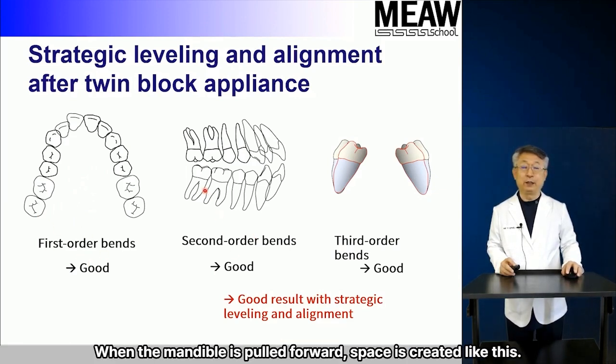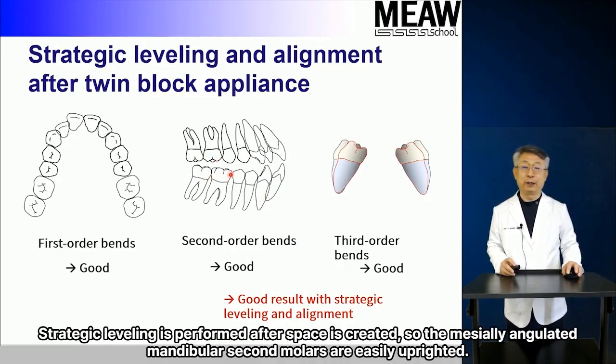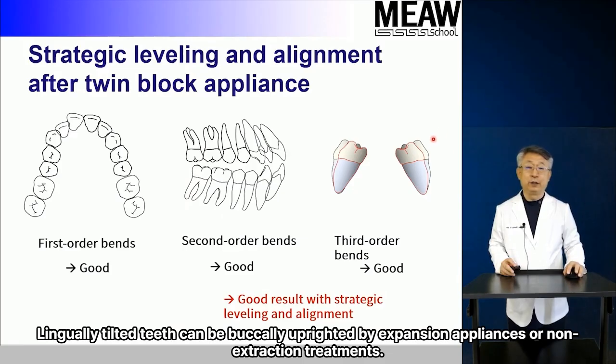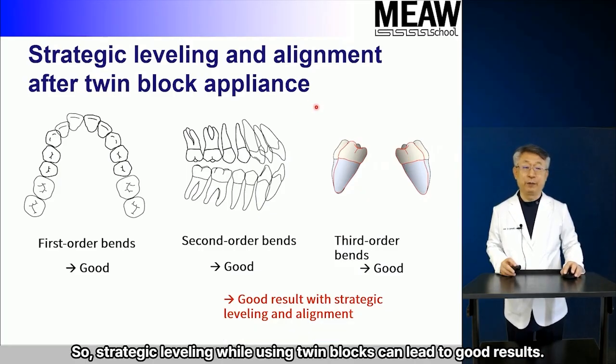When the mandible is pulled forward, space is created like this. Strategic leveling is performed after space is created, so the mesially angulated mandibular second molars are easily uprighted. Lingually tilted teeth can be buccally uprighted by expansion appliances or non-extraction treatments. So, strategic leveling while using twin blocks can lead to good results.